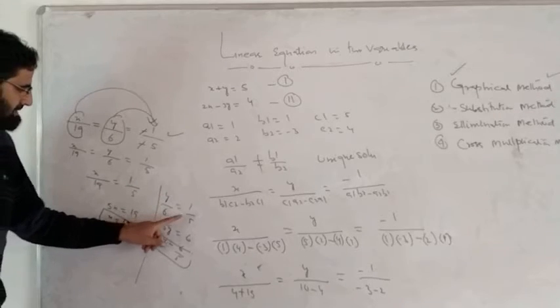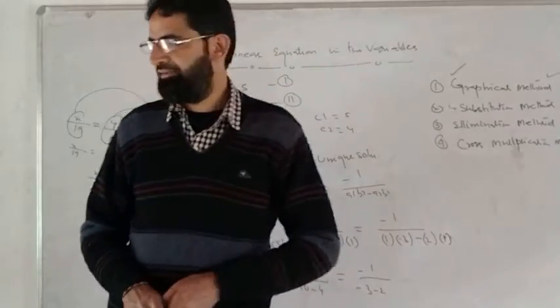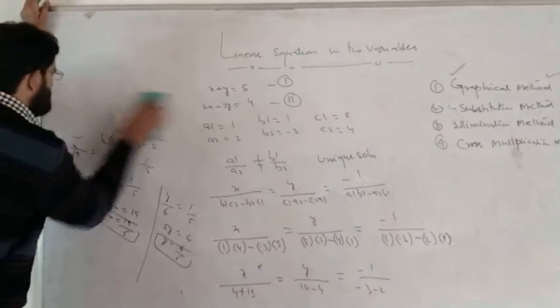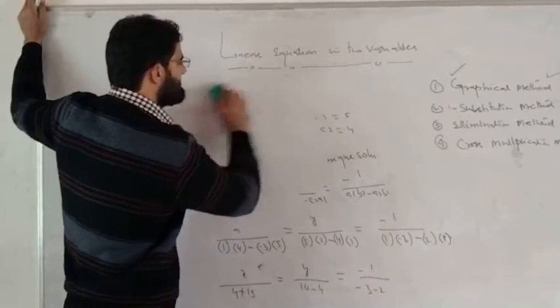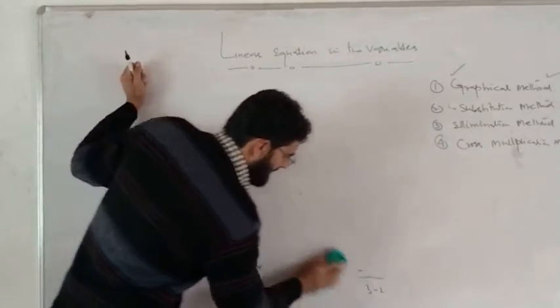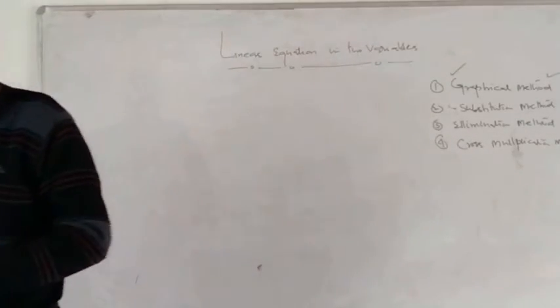Similarly, y divided by 6 is equal to 1 by 5. So 5y is equal to 6, obviously y is equal to 6 by 5. So this was our question number 1. Similarly, proceeding, you can try all these questions at your places. It's very simple, but very important. These questions are of examination point of view.